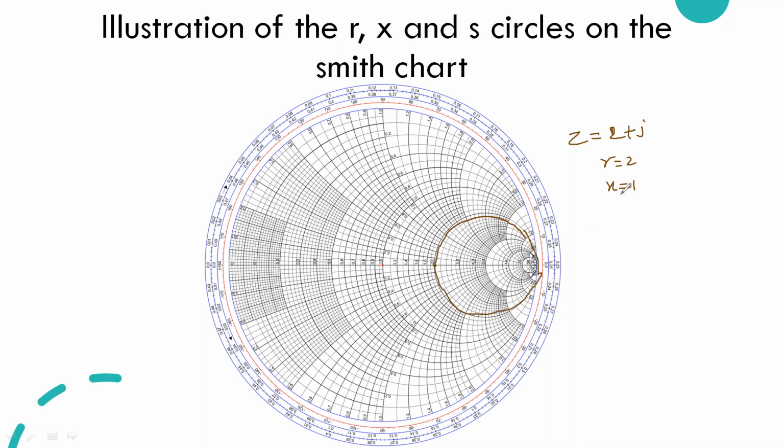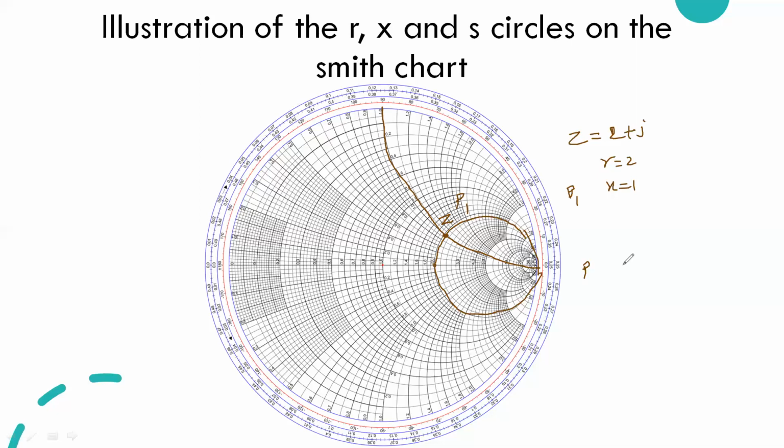Then what about the X equal to 1 circle? You move on this side: 0.1, it goes on... sorry, this is 1. It is the X equal to 1 circle. Wherever the intersection of your R circle, R equal to 2, and X circle, X equal to 1, occurs, this point is your impedance value representation, that is Z equal to 2 plus j. Let this be point P1.